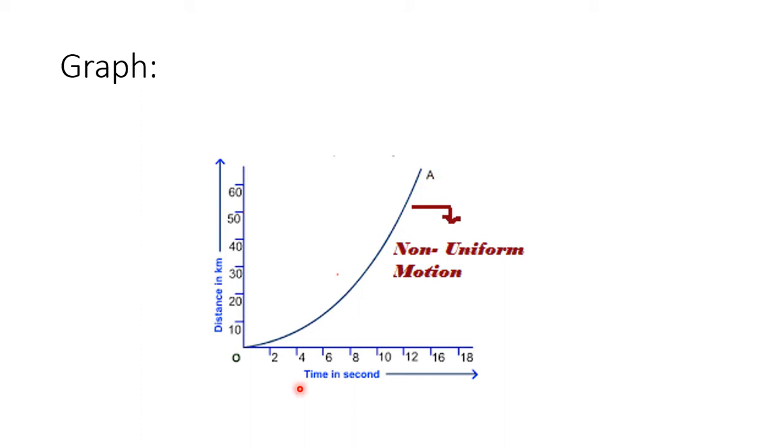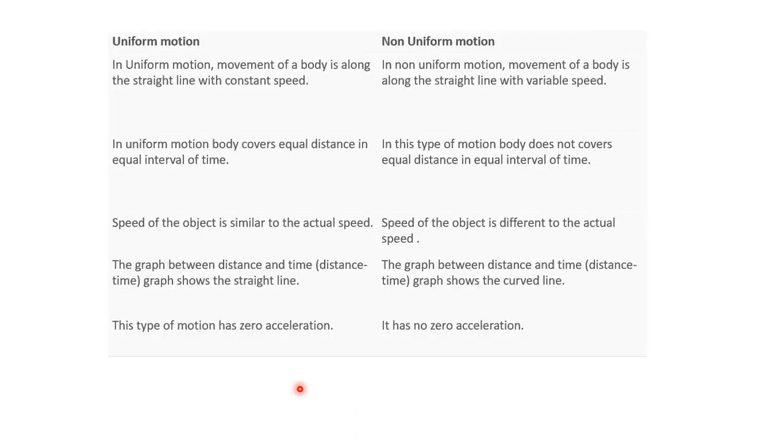Now I'll ask you one thing. Can you tell me what are the differences between uniform and non-uniform motion? It's very important. So if you're having any confusion, you can read this. See, this is uniform motion, this is non-uniform motion. Here in uniform motion, movement of a body is along the straight line with constant speed. Means suppose there is a point A and there is a point B.